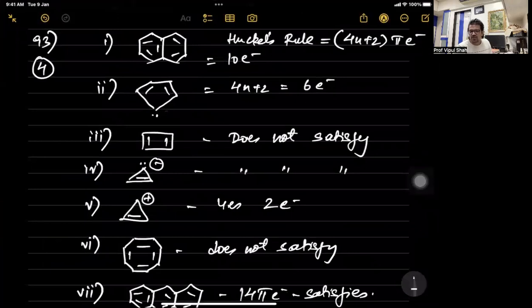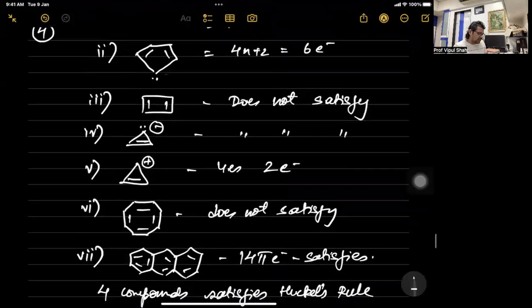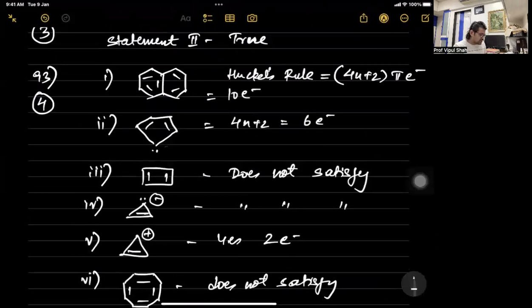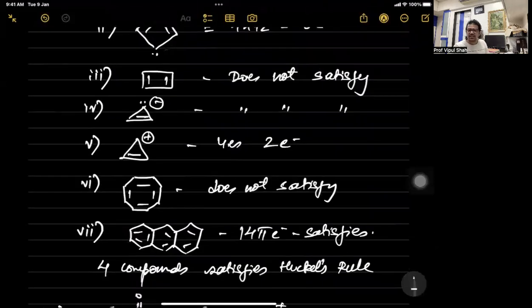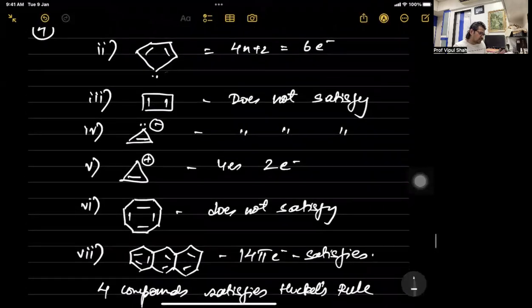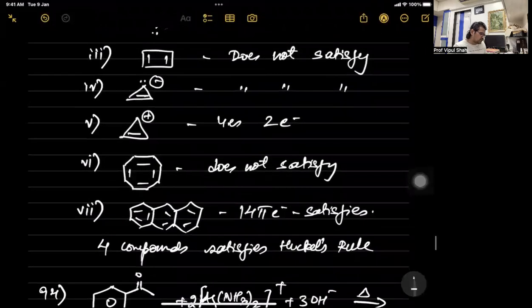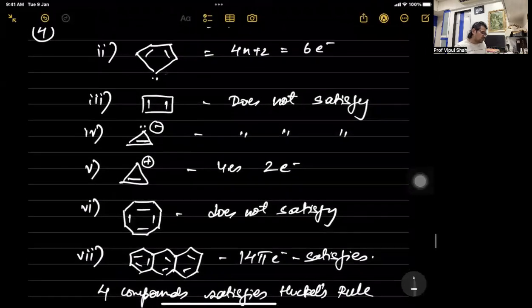Sixth one does not because there are 8 pi electrons. And the seventh one over there is anthracene. Sorry, the first one was naphthalene, which satisfies. And the last one, seventh one, is anthracene. That also satisfies. So the seventh one does. The fifth one does. First one does. Yes. So you have total 4 compounds satisfying over there.